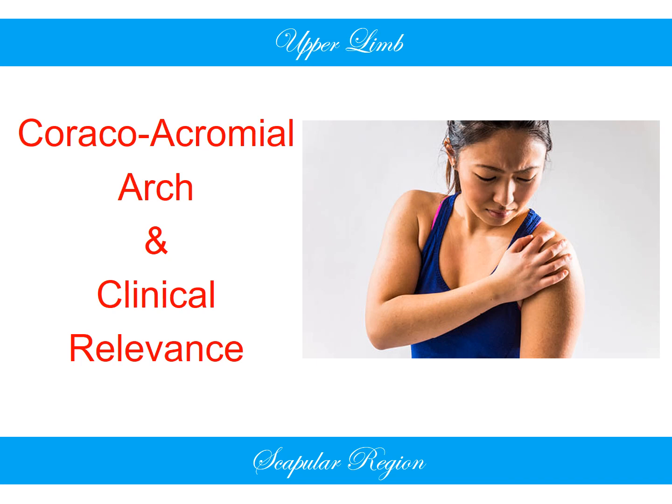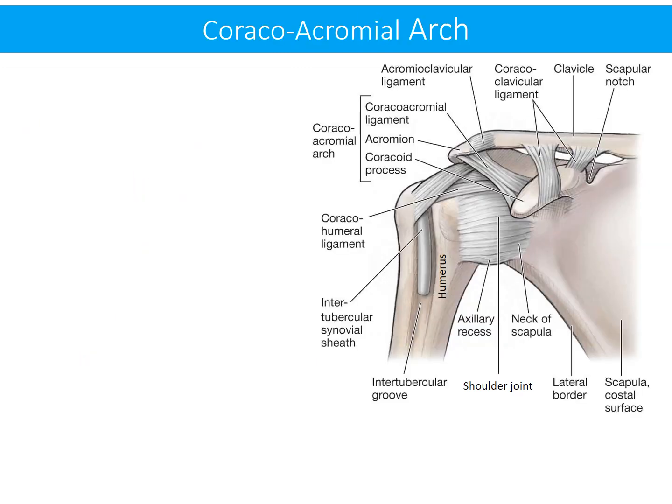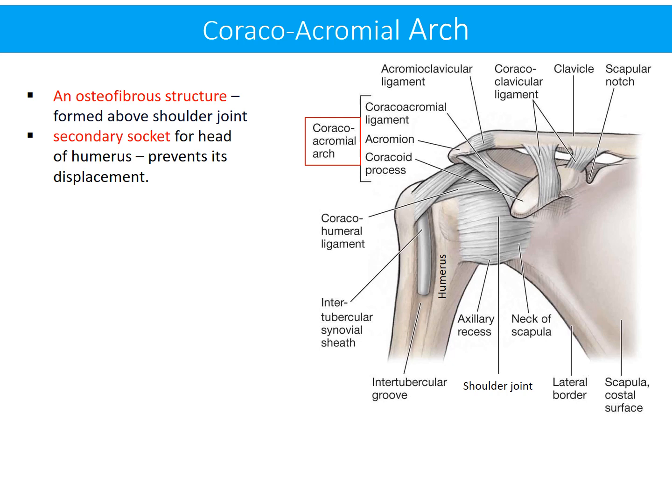The topic for discussion at present is coracoacromial arch and its clinical relevance. Coracoacromial arch is an osteofibrous structure which is formed above the shoulder joint. It functions as secondary socket for head of the humerus as it prevents its displacement.